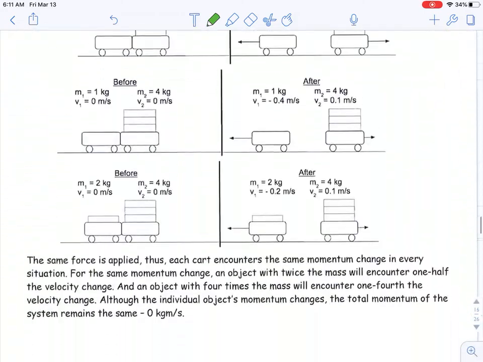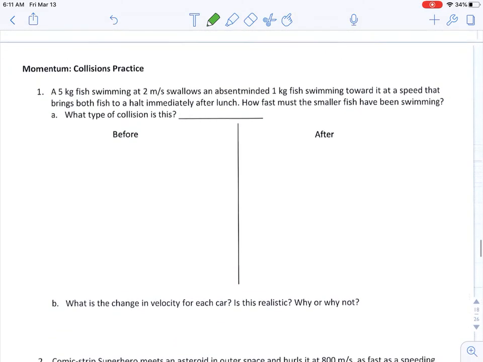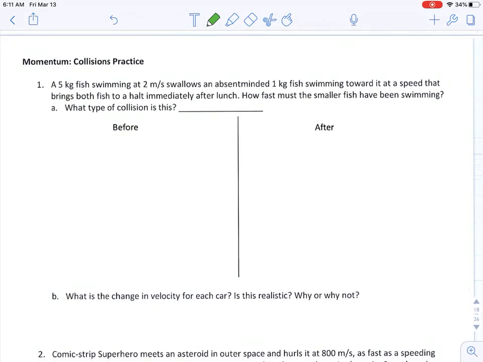All right, then I would like you guys to flip to page 17 and 18. Pages 17 and 18 are your homework. There are 4 example problems. Notice that you are going to have to figure out what type of collision is happening before you can pick an equation and solve, okay?